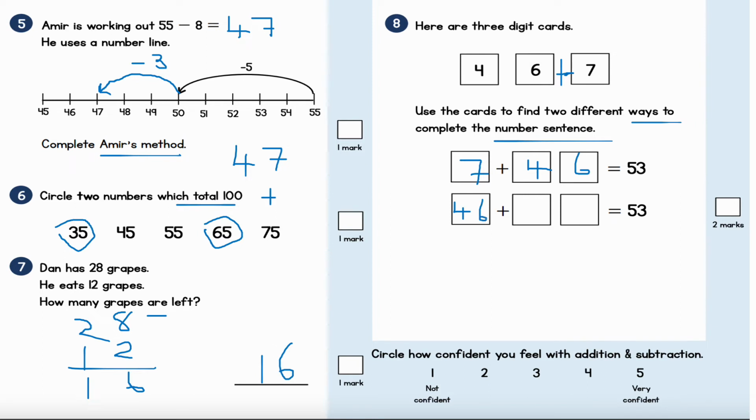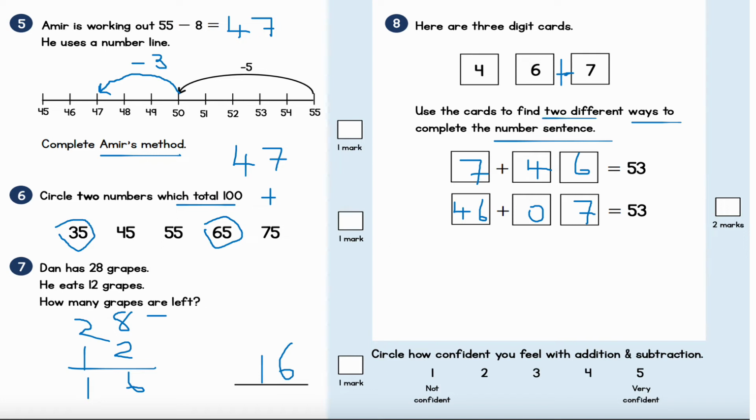Okay, so we're going to have 0 tens and 7 units. Okay, that's another way of writing it. So 46 plus 7. Okay, that's a different way of writing the answer. Now, I'm not sure if it's wanting a number per box. If it is, then this is not going to make full sense. But 46 plus 7 units is 53, and 7 plus 46 is 53.